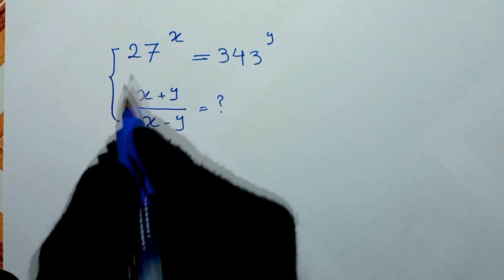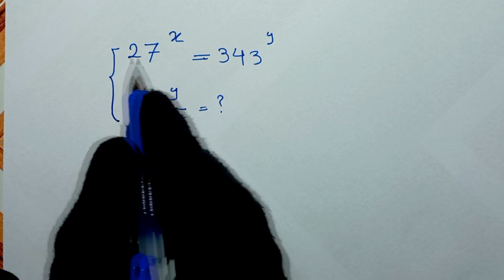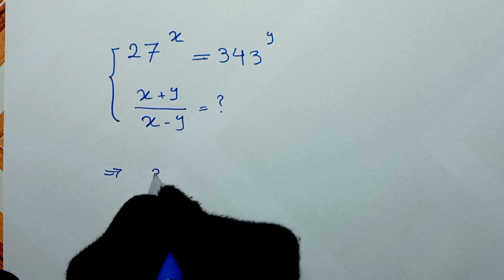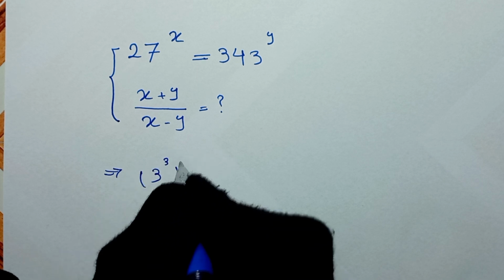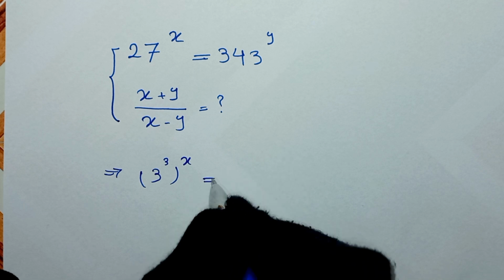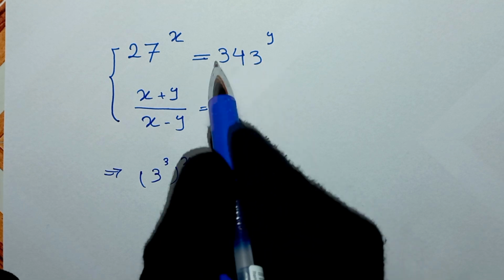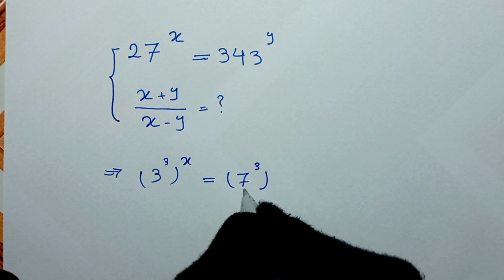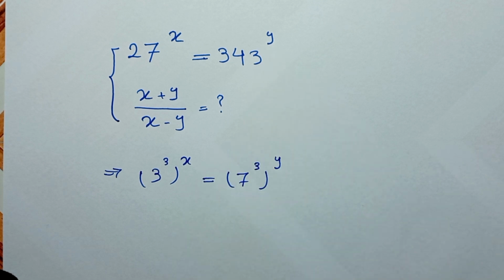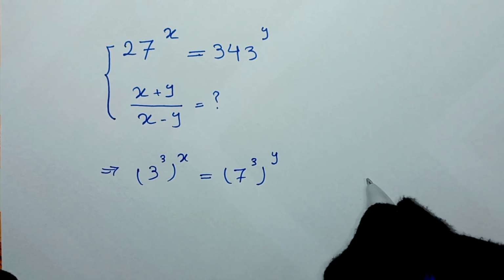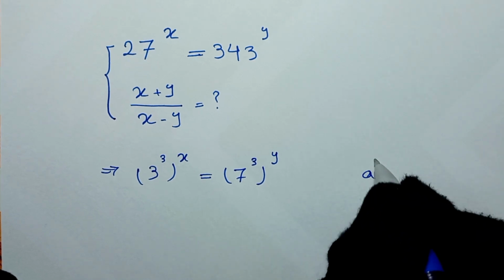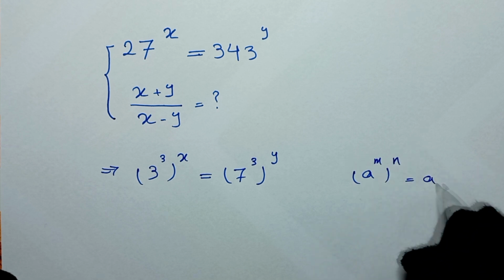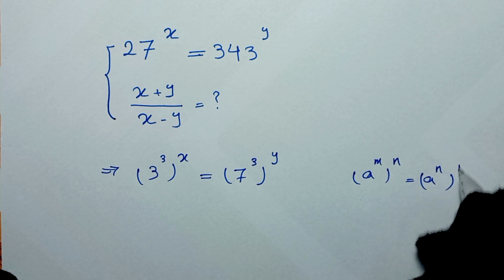In the first step, in here, we have 27 to the power of x, and we can write this 27 as 3 to the power of 3, to the power of x, is equal to 343, and we can write this as 7 to the power of 3, to the power of y. From exponential rule, if we have a to the power of m to the power of n, we can write this as a to the power of n to the power of m.